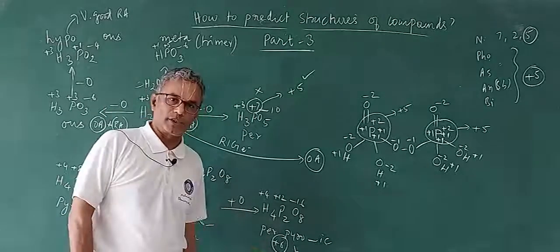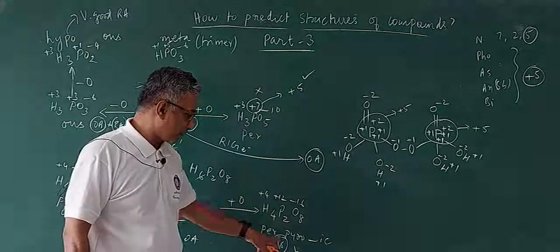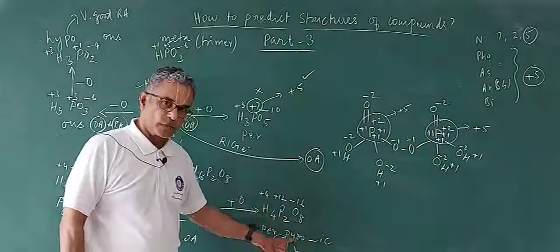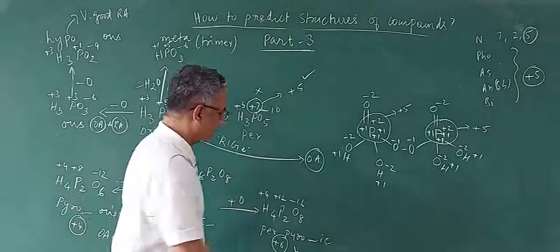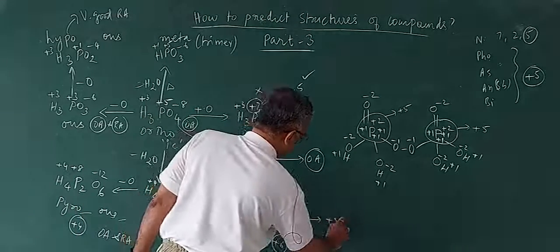So you may get a question on this. The oxidation number of phosphorus in pyrophosphoric acid is: 4, 5, 6, 7. So you have to choose plus 5 only. It cannot be plus 6. So you can see that this is also plus 5.